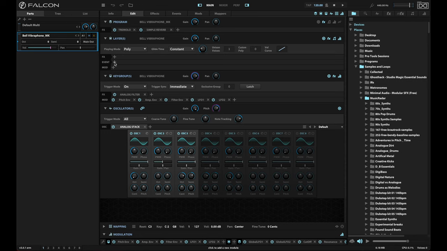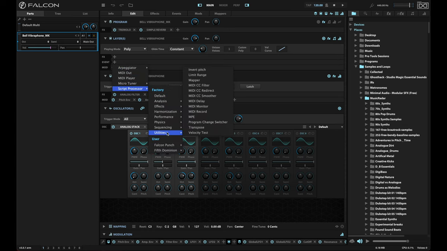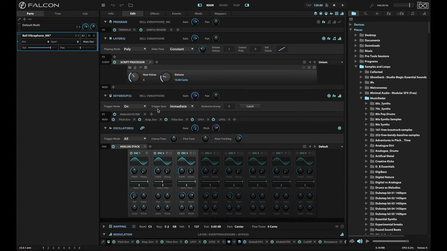So what I'm going to do is go to the event processors in the layer level. I'm going to go to script processor, and I am going to add the effect of Unison. By default, I'll be assigned 5 voices and a detuning amount. I'm going to turn the detuning up. I'll turn this off so you can hear the patch before and after.